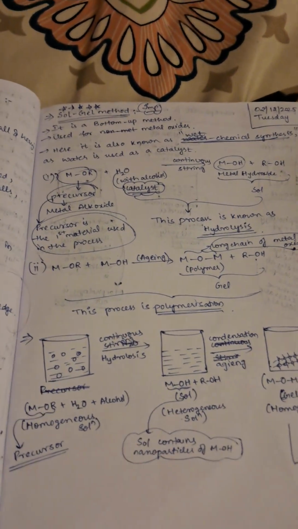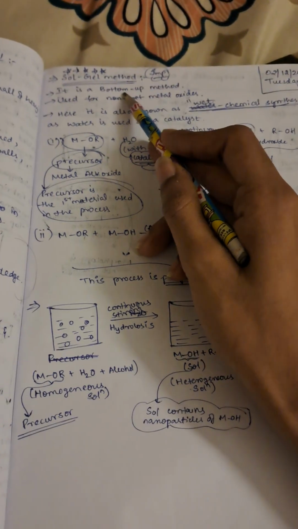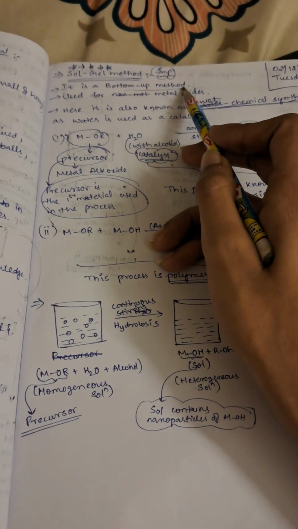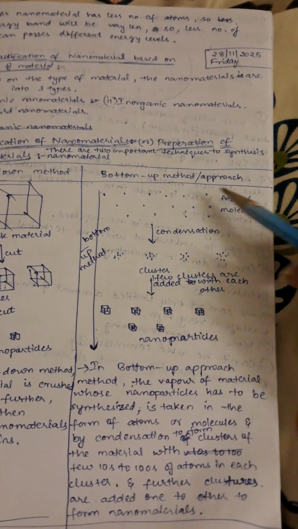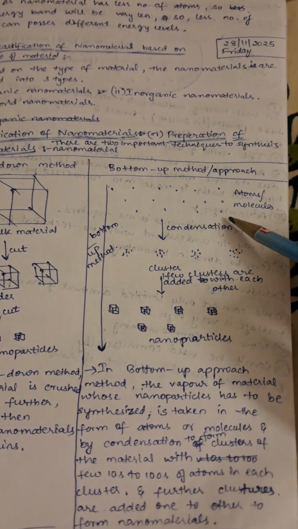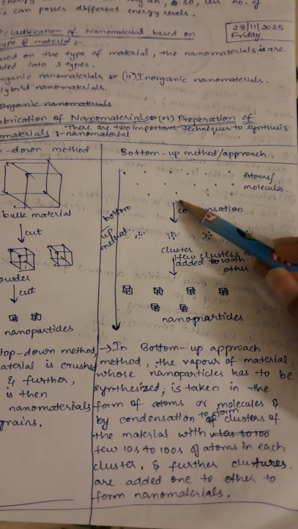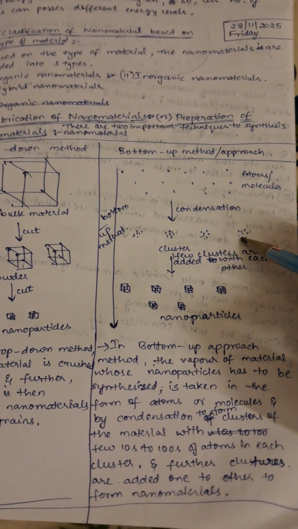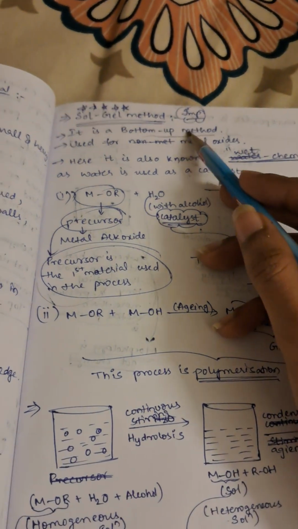Hey there. So the first topic is the sol gel method, a bottom up method. So we all know what is bottom up method. Bottom up method means first the vapors of the atoms of the metal oxide are condensed where clusters are formed, and those clusters are then added to each other to form nanoparticles. So that is bottom up method.